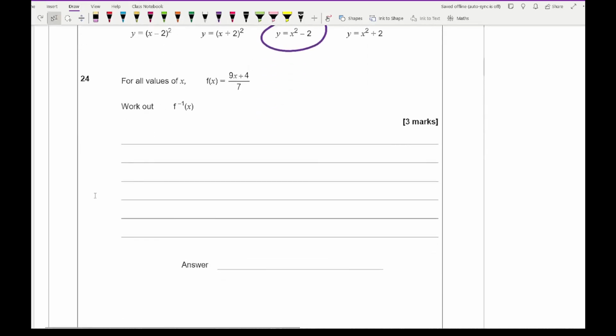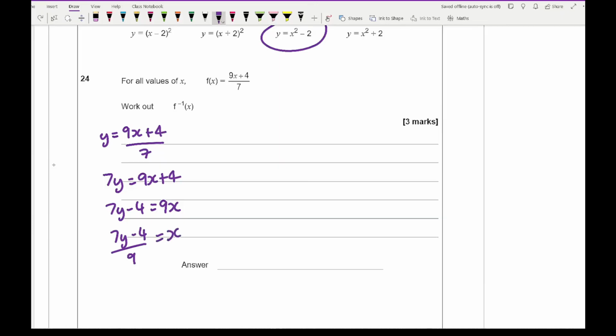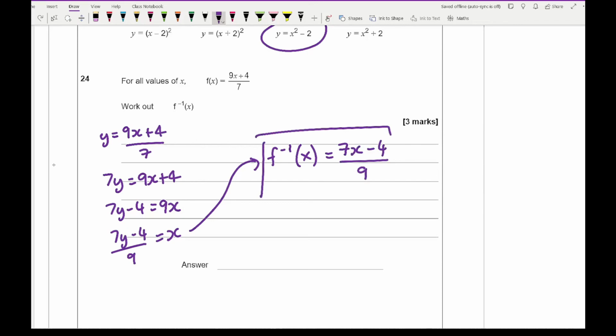Then for question 24, it says f of x equals (9x plus 4) over 7. We want to work out the inverse function. So for this, if you remember the steps, it's going to be make the f of x equal to y. And then I want to make x the subject. So I get 7y equals 9x plus 4. 7y take away 4 equals 9x. So (7y minus 4) divided by 9 equals x. And then from this I replace the x with the inverse of x and I replace the y with x, leaving me with this as my final answer.